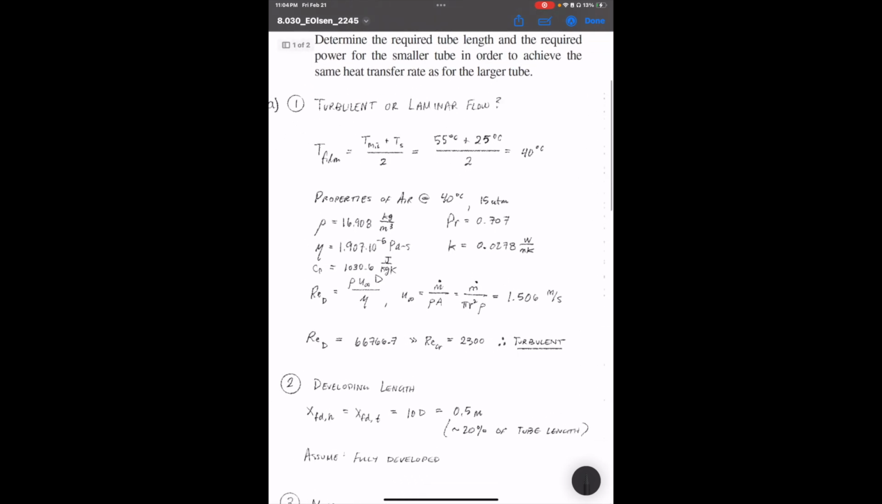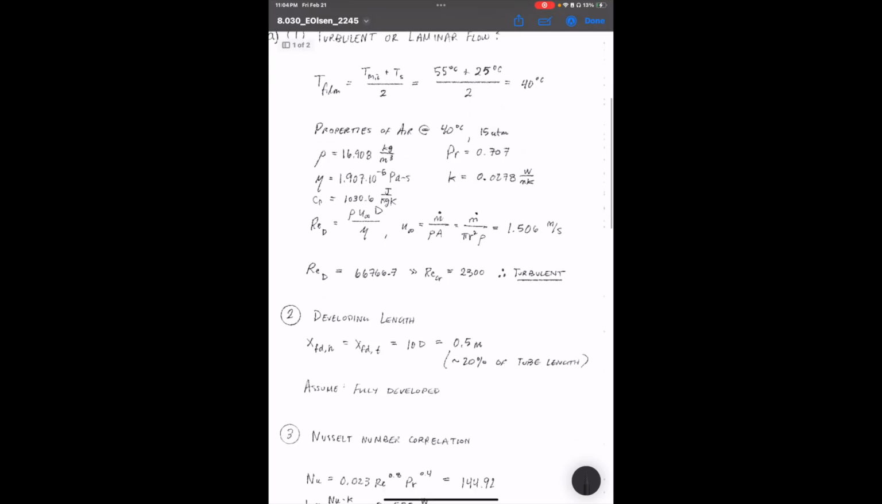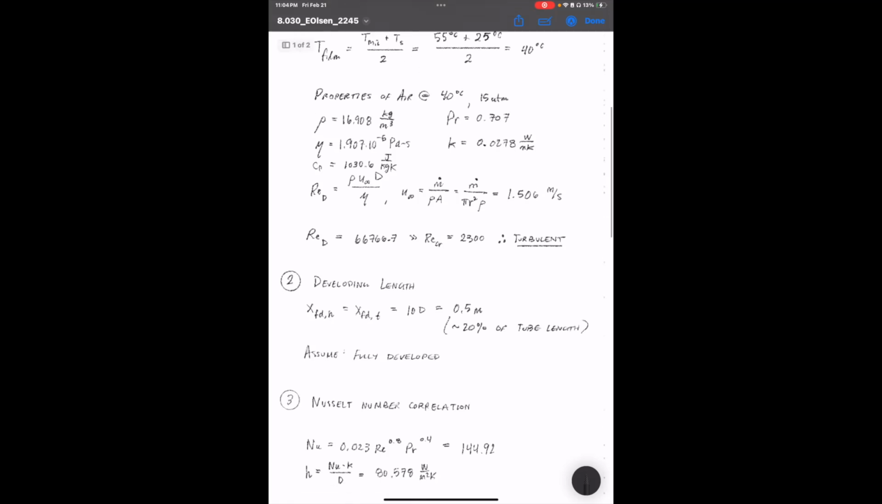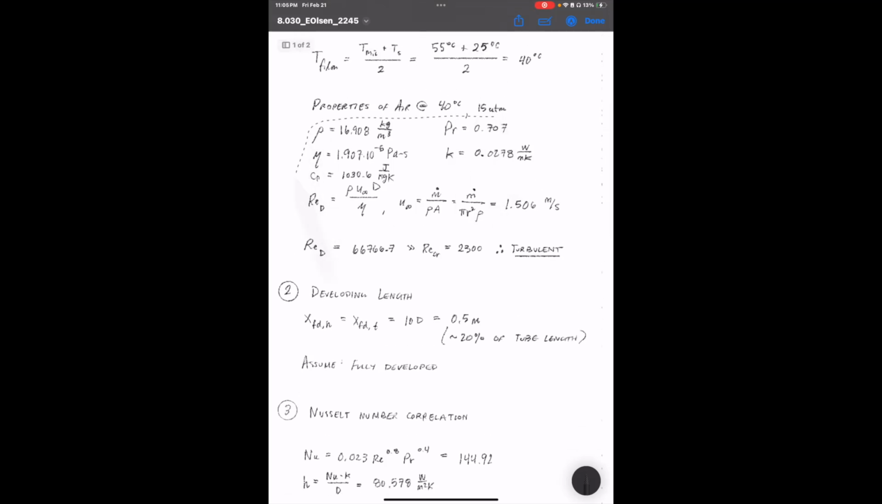We evaluate all of the properties of our fluid, which is air, at our film temperature, which is the average temperature between our bulk fluid temperature and the surface temperature. So that will be 55 plus 25 degrees Celsius over 2, which turns out to be 40 degrees Celsius. And so you can determine the properties of air at 40 degrees Celsius as well as 15 atmospheres, since that's going to change the fluid properties a lot, especially for air, which are all of these values here, all of which will be important for this problem.